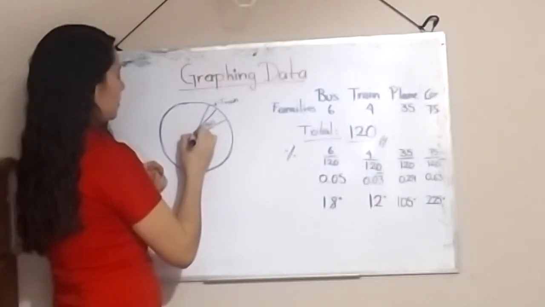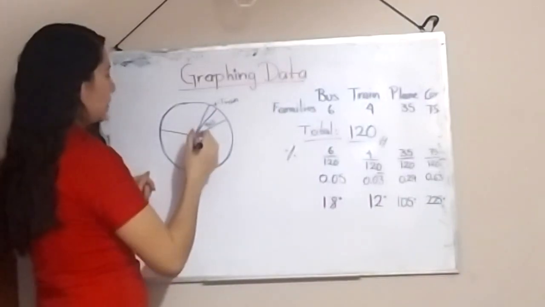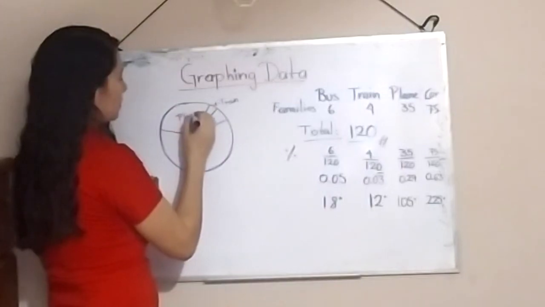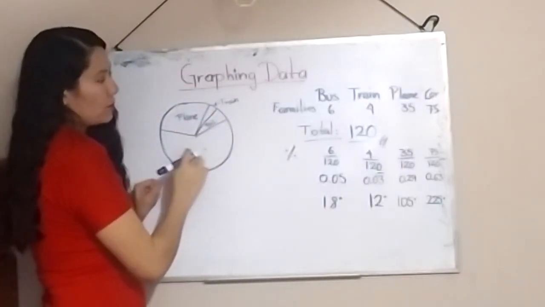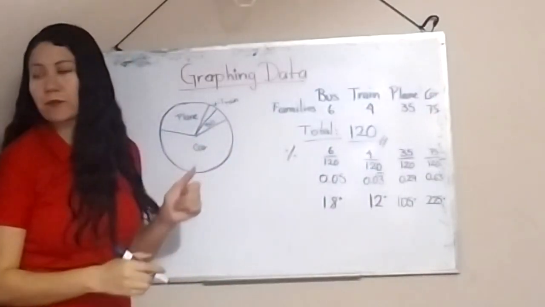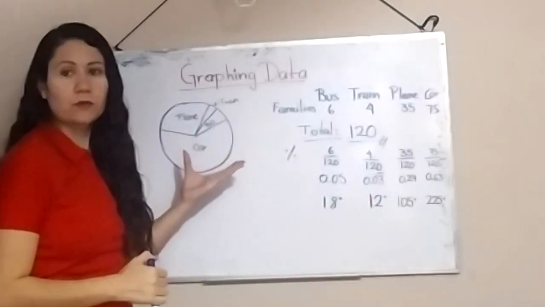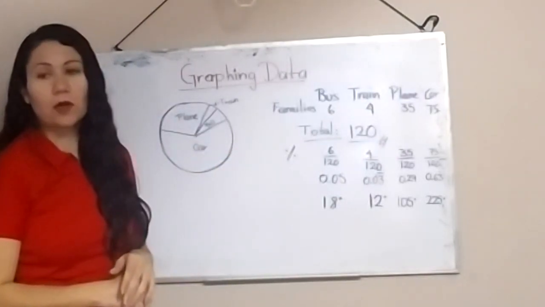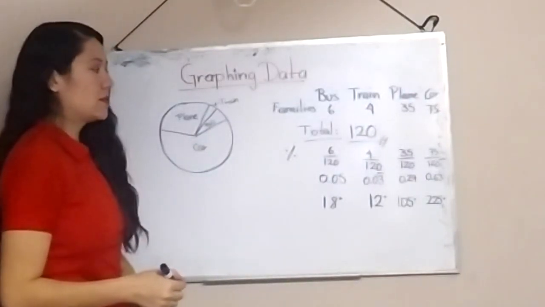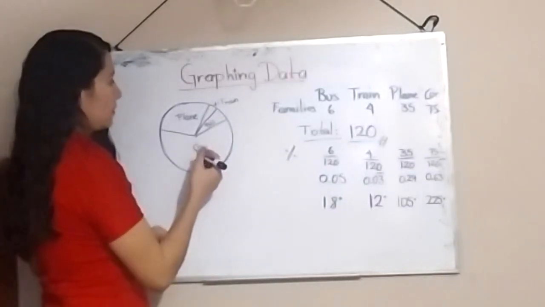Next, we will measure 105 degrees, and these will be the families that go by plane, and the rest is the families that go by car. We always have to label the chart because we wouldn't be able to identify each one otherwise, and if possible we should place the percentages that they represent.